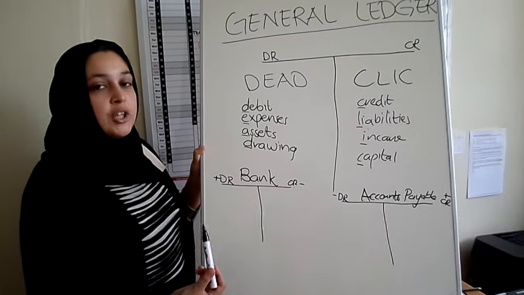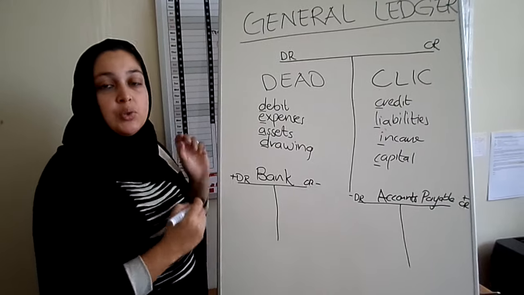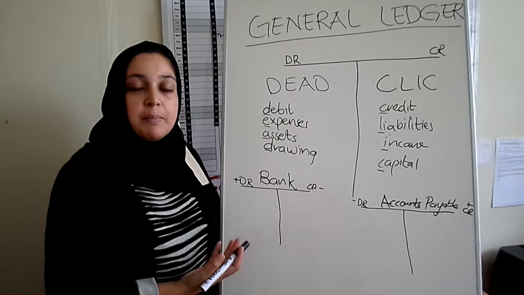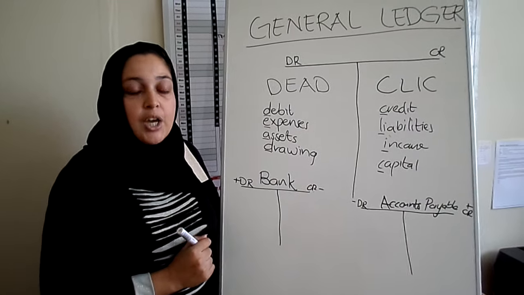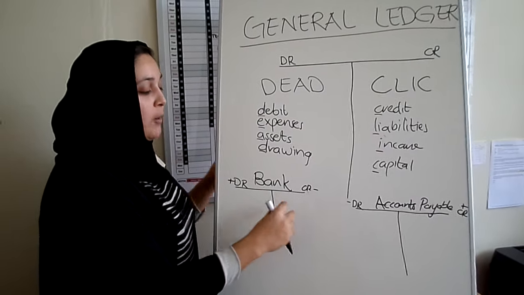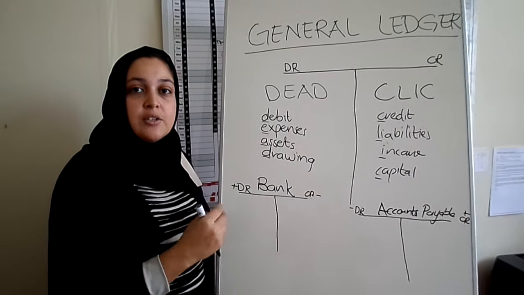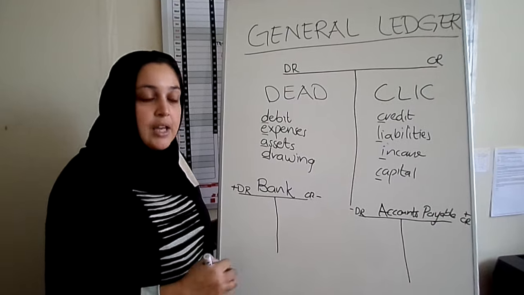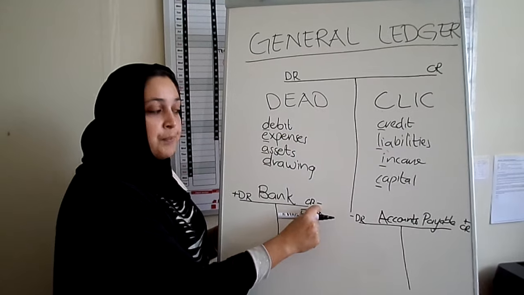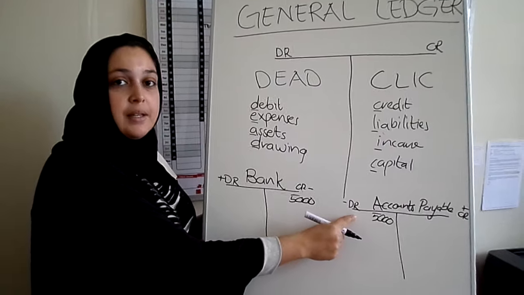Okay, so let me give you a transaction which will affect both of these accounts. Let's say you make a payment to your accounts payable. So the transaction is you made a payment to your accounts payable of 5,000 Rand. What is happening there is money is leaving your bank account, so you should know that the bank would be decreasing. And then your accounts payable is also decreasing because you now owe that liability less. So on the credit side of bank, you'd have 5,000 because it's decreasing. And on the debit side of accounts payable, you'll have 5,000 because it's decreasing.